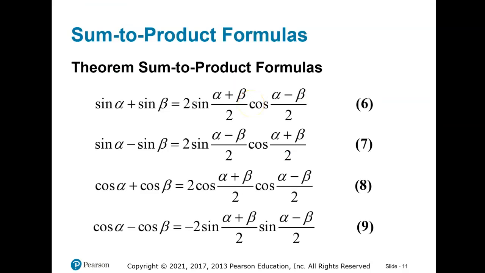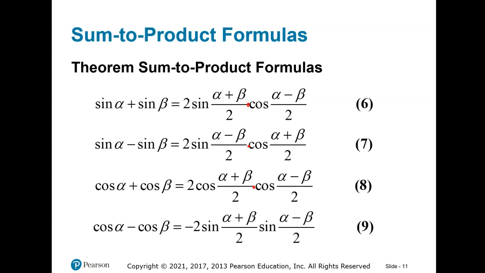Now sum to product is just reversing the process. We start off with addition or subtraction between trig functions: sine alpha plus sine beta, sine alpha minus sine beta, cosine alpha plus cosine beta, cosine alpha minus cosine beta. And we see that it's a product now. We're multiplying these together. Alpha plus beta over 2 is the average of the two angles. Alpha minus beta over 2 is half the angular difference between the two angles.